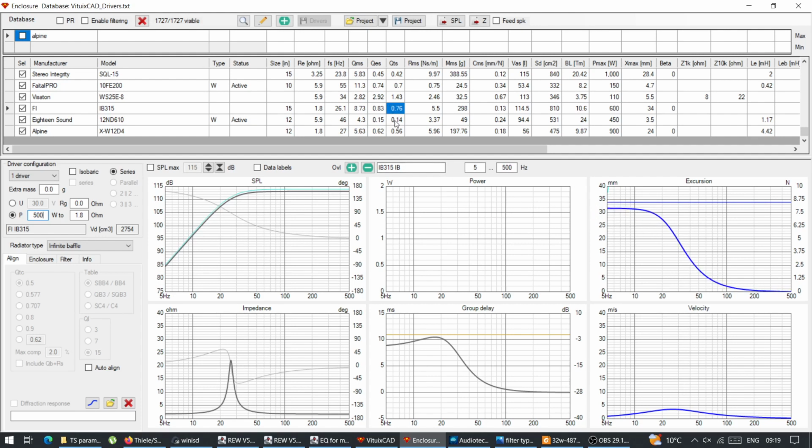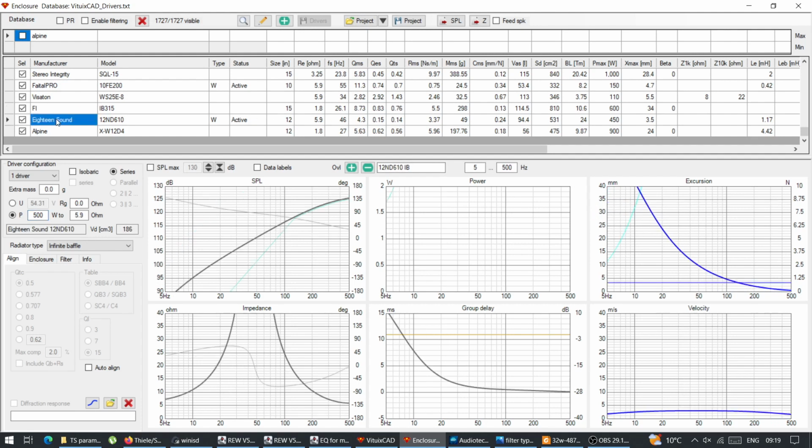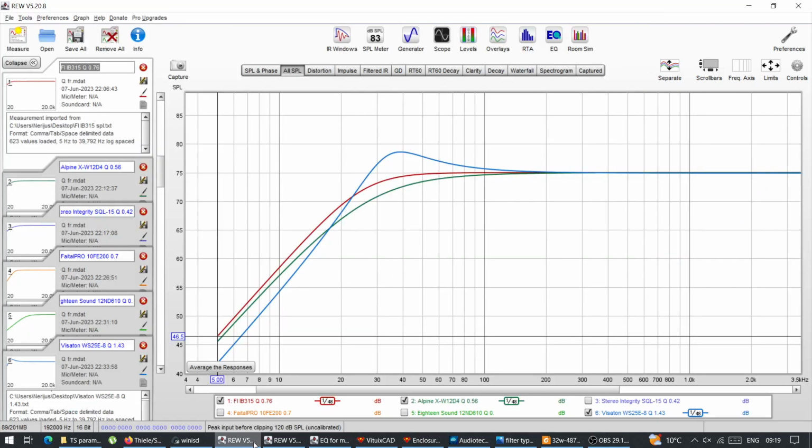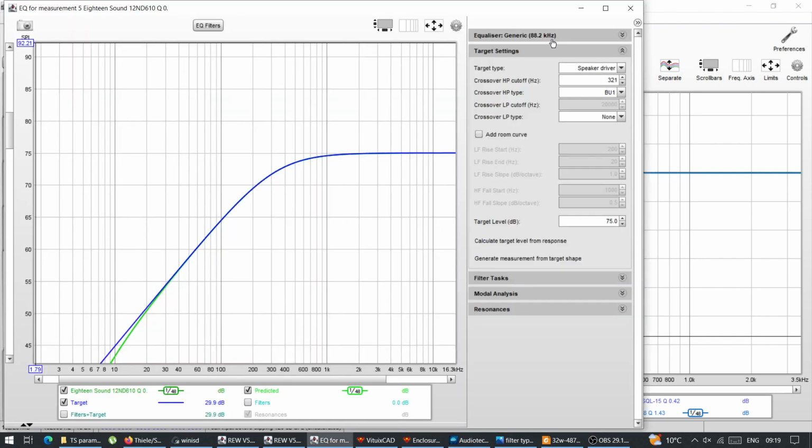If you have a very low Q driver, such as this 18 Sound, you can see the excursion goes through the roof, because this one acts as, let's double check how it acts, this one. 18 Sound, EQ. So I matched it just for you to see it's the same. So it matches Butterworth 1, which is a 6 dB slope. So the 0.14 Q of the driver matches a 6 dB slope.